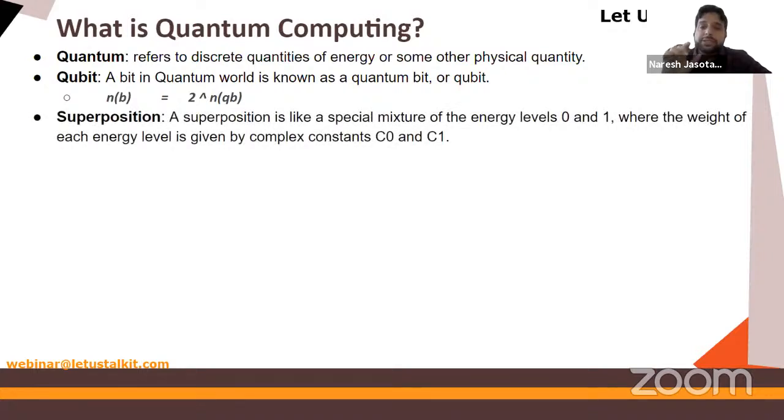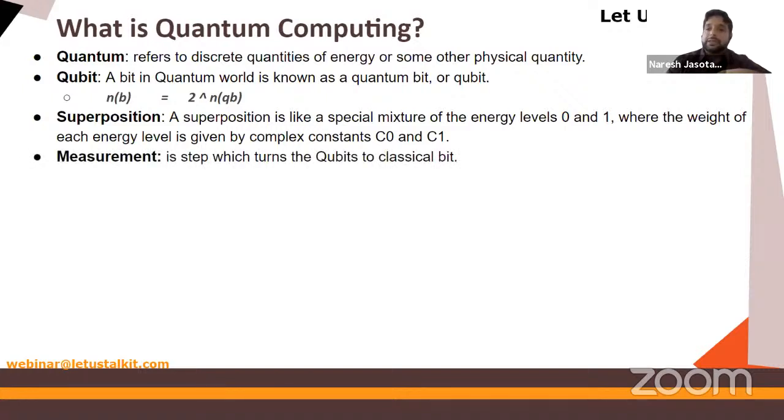Superposition. It's a special mixture of energy levels of 0 and 1 with the weights C0 and C1 to tell you the position of a qubit. Superposition is that position where you do the measurement. That means the coin is flipping. I would say let's measure when the coin has flipped 7 times or 8 times. That is a point in time. The coin is not at rest yet. Measurement. When you talk about superposition, you will talk about measurement. Measurement is a step where you measure. That means the qubit, quantum bit, is converted to a classical bit.